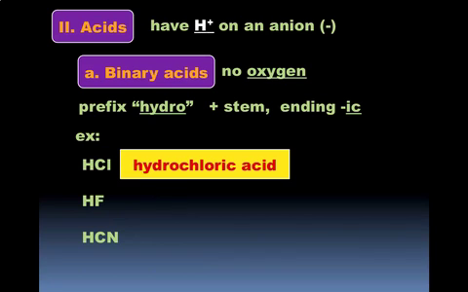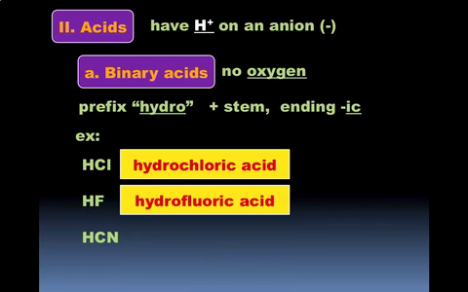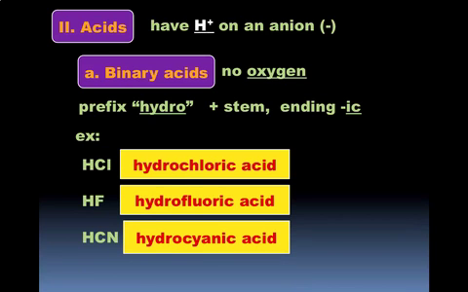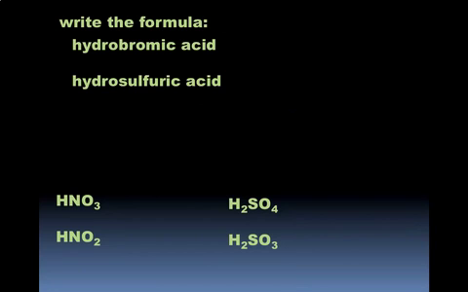The next one is fluorine, so this is hydrofluoric acid. The next one is cyanide, so it's hydrocyanic acid. To write the formula, all you have to do is look at the stem and figure out what anion it is, and then add hydrogen to it to make it balance out.